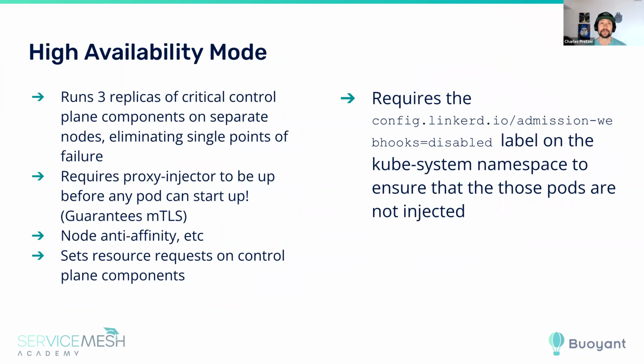When we talk about high availability mode, what we're doing is using the values-ha.yaml file, which is in the repository in the Linkerd chart, which deploys 3 replicas of the critical control plane components. Today, for Linkerd 2.11, that's the destination controller, the proxy injector, and the service profile, or the identity component. And so within the destination component, there are multiple containers. That's not relevant for high availability mode.